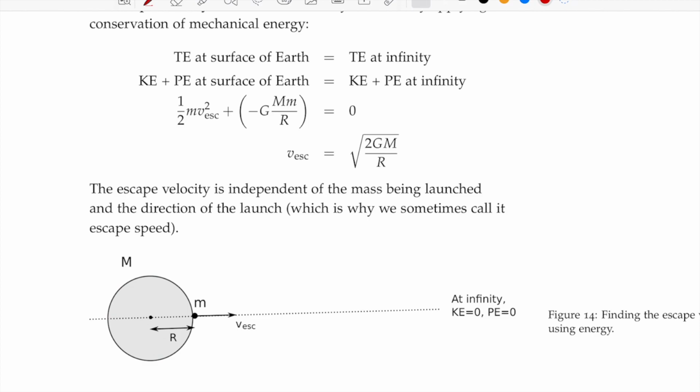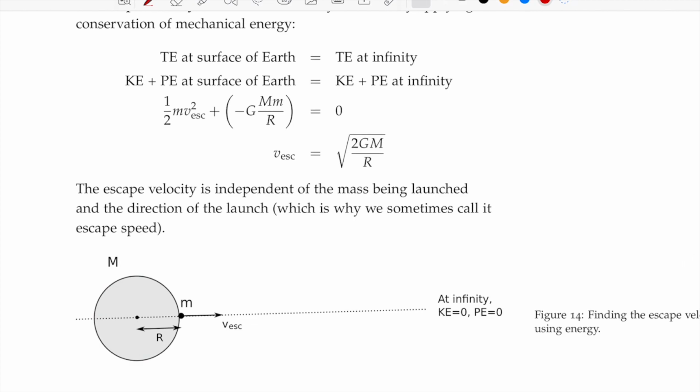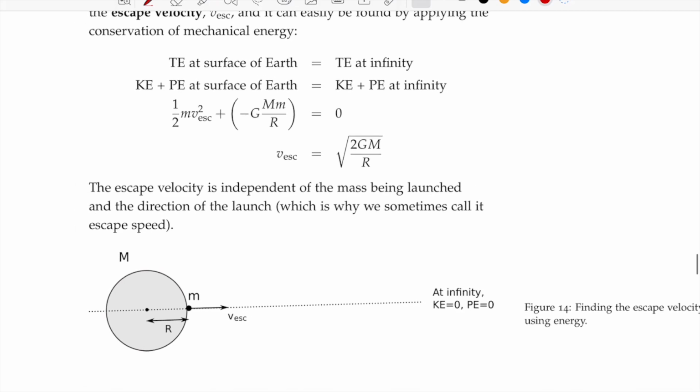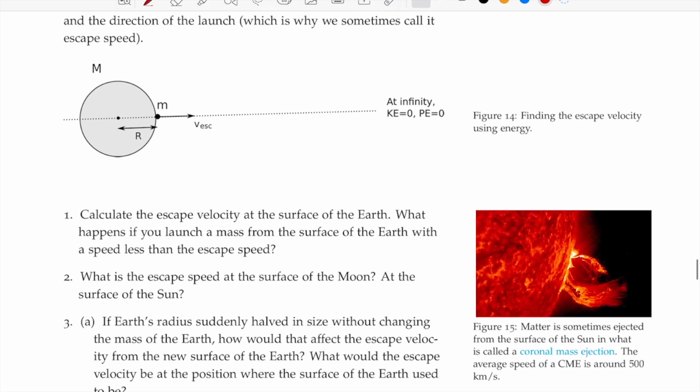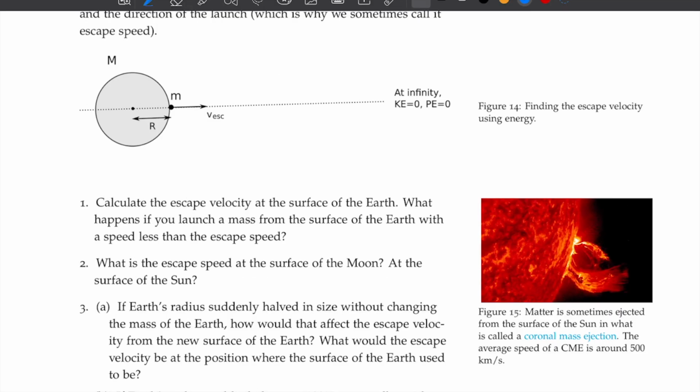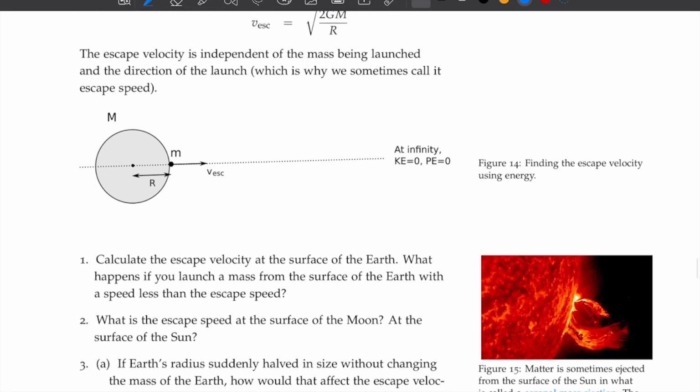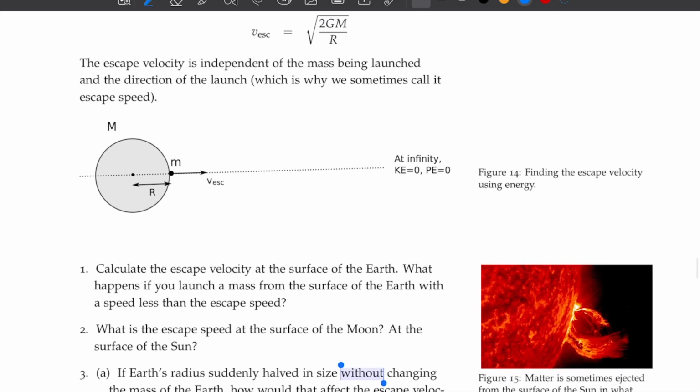Notice how it's independent of mass, also independent of the direction of the launch. So that's why we sometimes just call it escape speed instead of escape velocity. Okay, so a few exercises here. First exercise is escape velocity at the surface of the Earth.